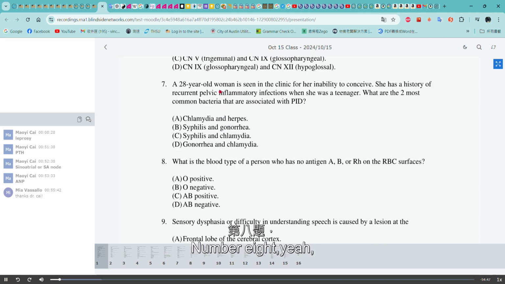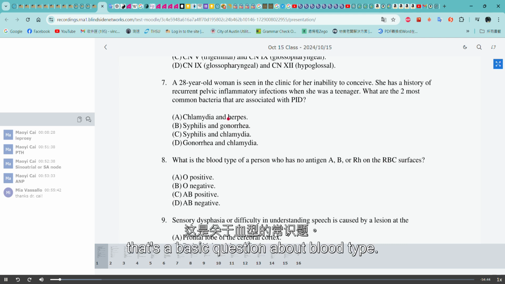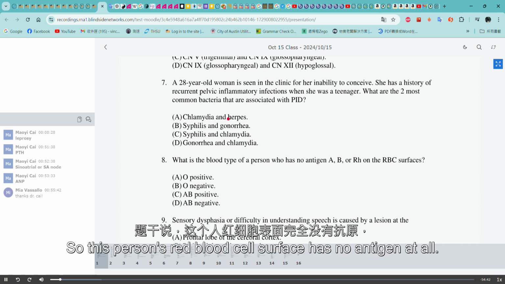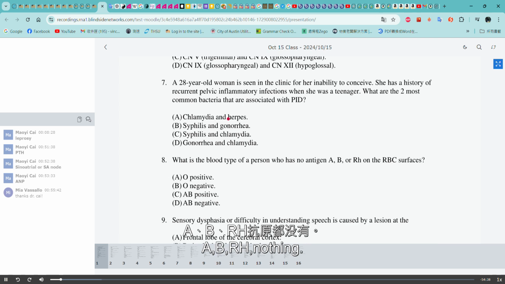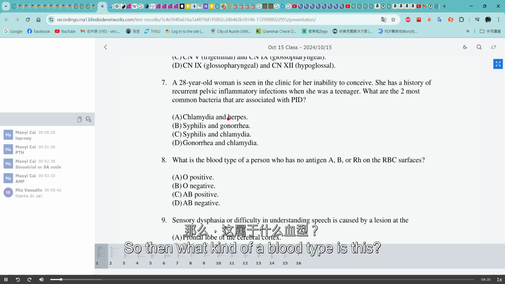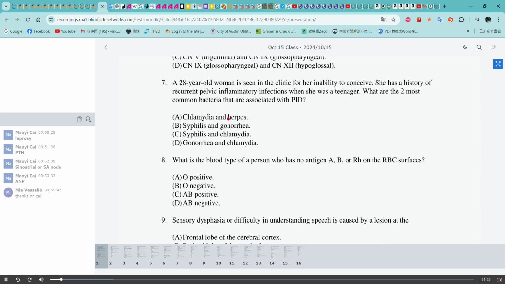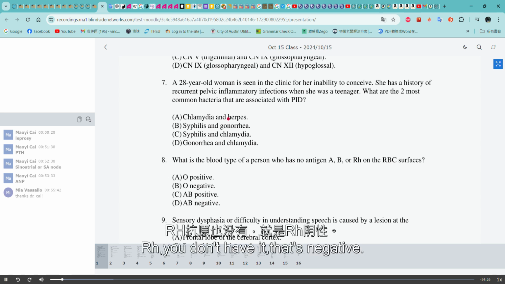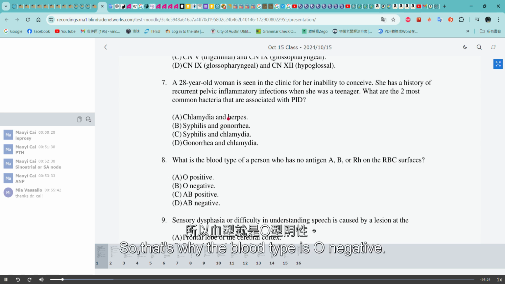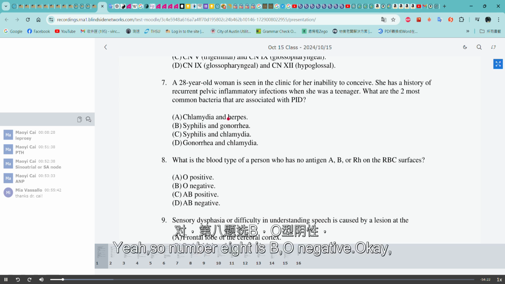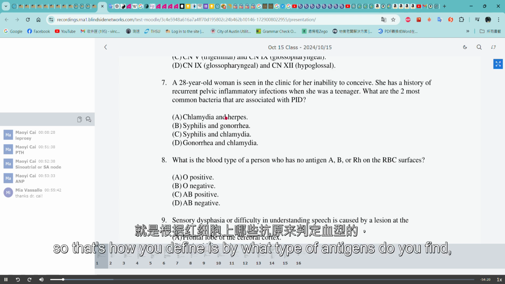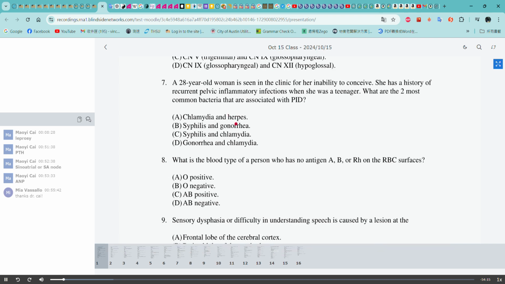Okay, number 8. That's a basic question about blood type. So this person's red blood cell surface has no antigen at all. A, B, RH, nothing. So then what kind of blood type is this? That's obvious, right? ABO, nothing, that's O. RH, you don't have it, that's negative. So the blood type is O negative. So number 8 is B, O negative. That's how you define it, by what type of antigens you find, okay?